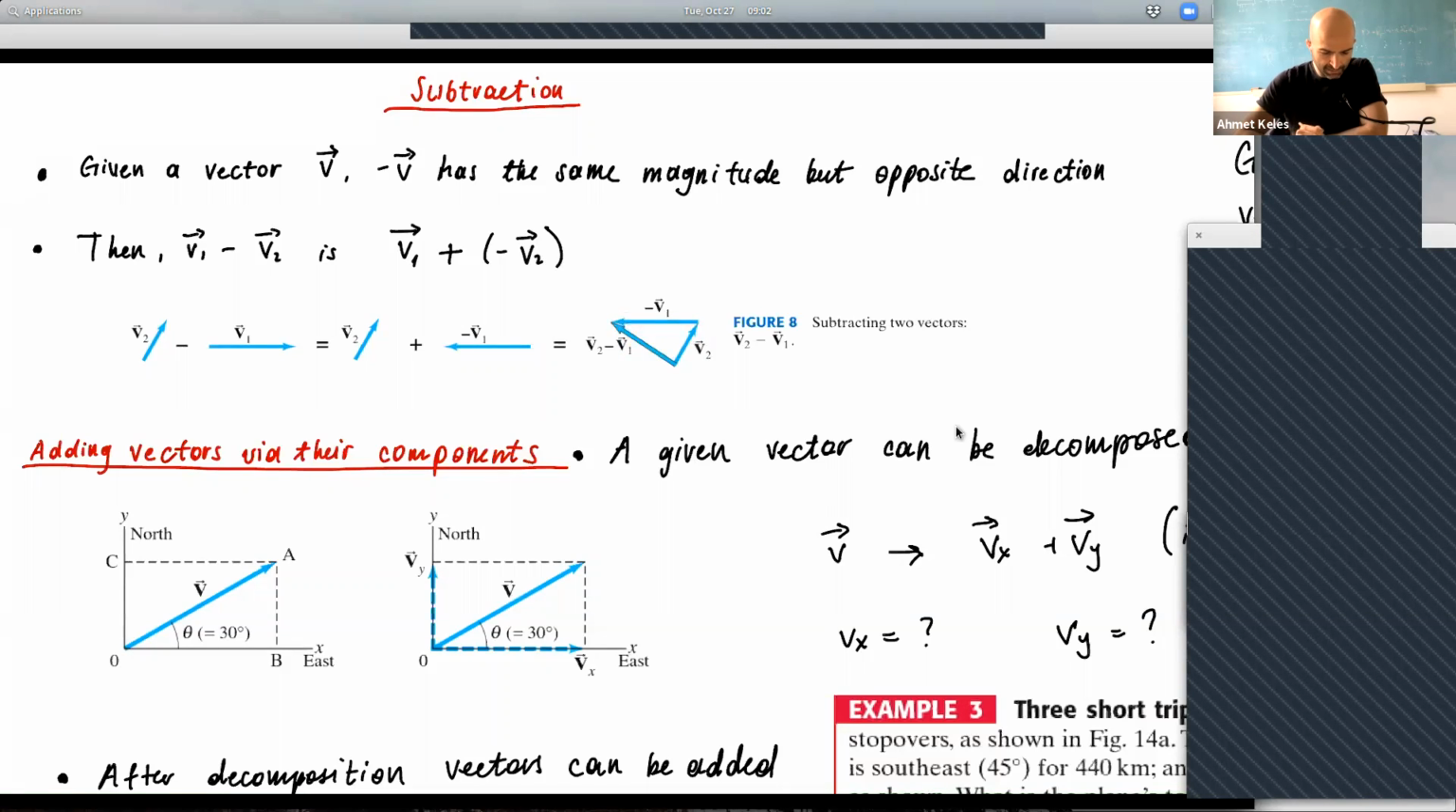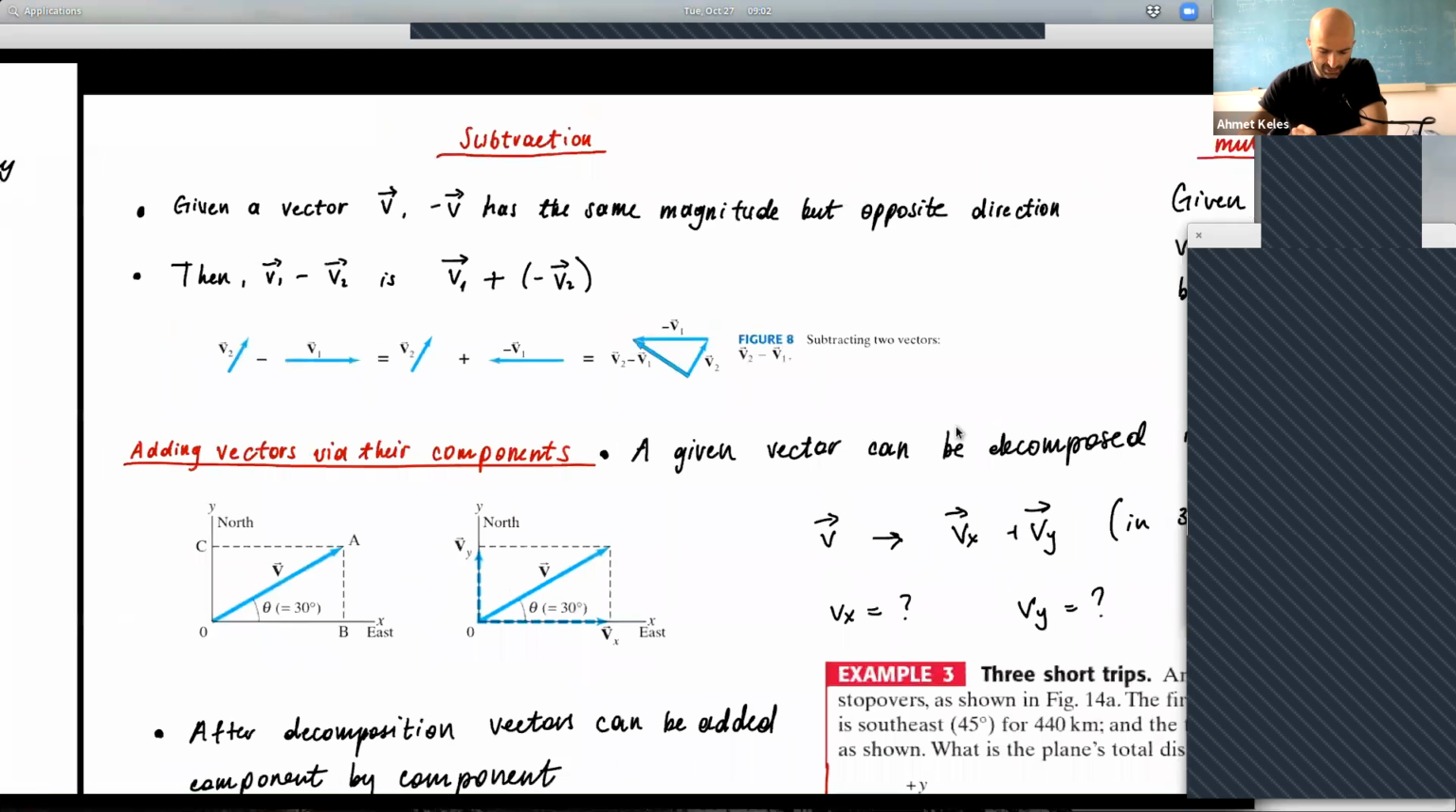I think sometimes some people can be confused, but if it's like this, just go step by step through this and faithfully apply your head to tail method, and you'll get the right result.